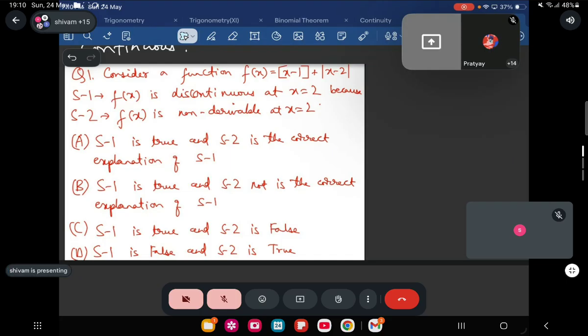It's correct. Pratyay, right answer. Check it again. Rasheshwari, right answer. Aditya, right answer. Correct. Shinika, right answer. Ronak, right answer.